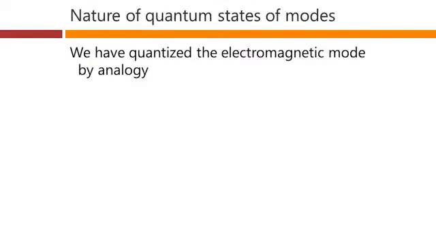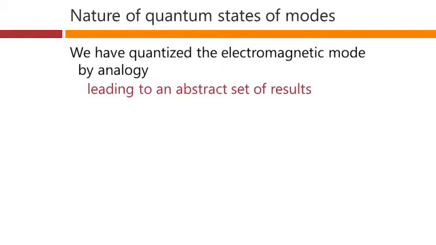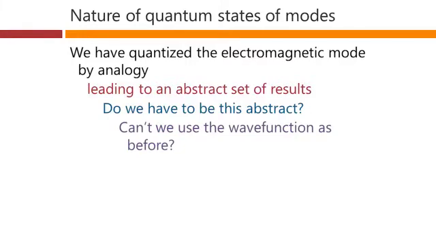Now, we've quantized the electromagnetic mode by analogy, leading to an abstract set of results. Do we have to be this abstract? Can't we use the wave function like we did before? That was something that seemed to have more meaning, perhaps. At least we could visualize it.